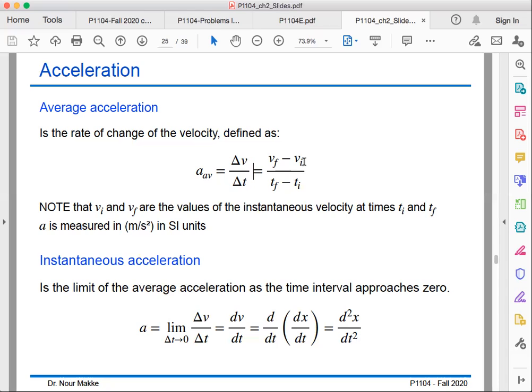And as you can see from the definition, in the numerator you have meters per second, and in the denominator you have seconds. So this is why a is measured in meters per second squared in SI units. So this is it for the average acceleration. Now, if we move on to the instantaneous acceleration, here we are going to use the same reasoning as we did for the velocity. It's nothing else than the limit of the average acceleration as the time interval approaches 0, so it becomes infinitesimally short. And so this is why we write down a as equal to the limit of delta v over delta t when delta t goes to 0.